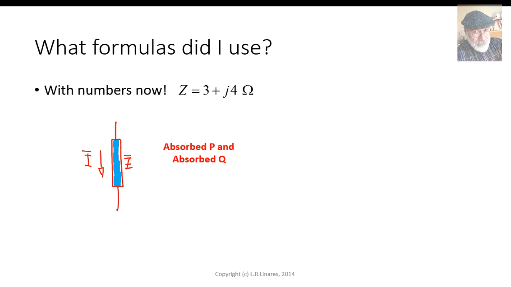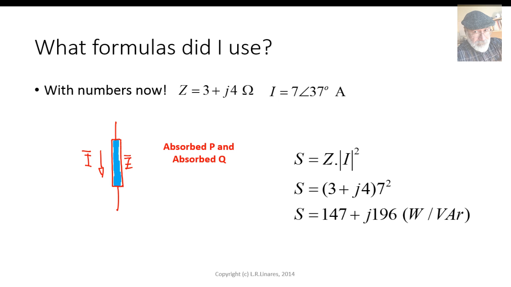With numbers, sure. Let's say the impedance is 3 plus j 4 ohms and the current has an RMS value of 7 amps and the phase of 37 degrees, which is the formula, this one. Z, 3 plus j 4, and the RMS value of that current is 7. Squared is 49. Multiply that and we get that the impedance is absorbing 147 watts. That is P, the active power, the average power. And it's absorbing also 196 vars, the reactive power.